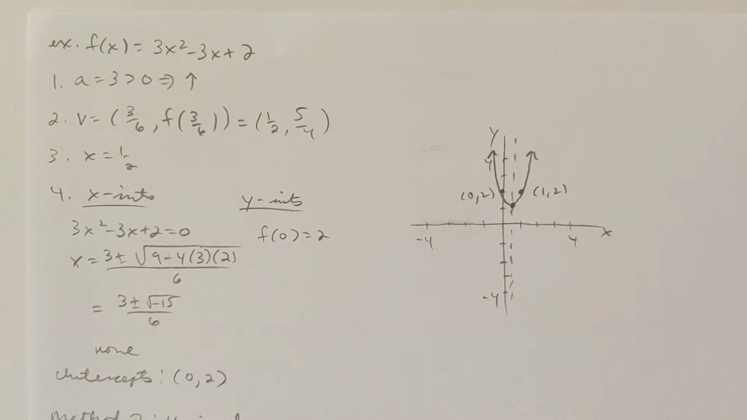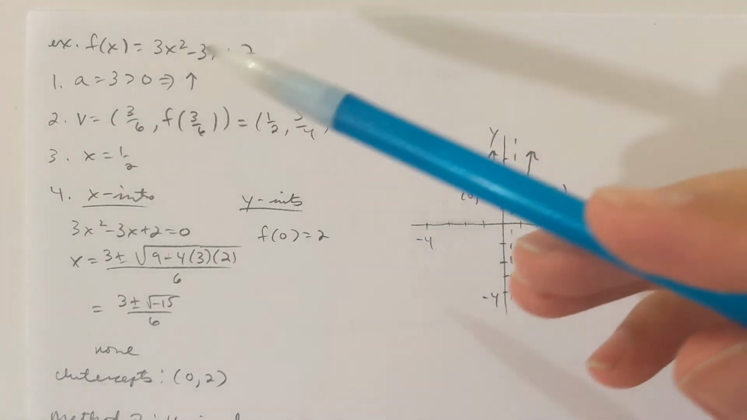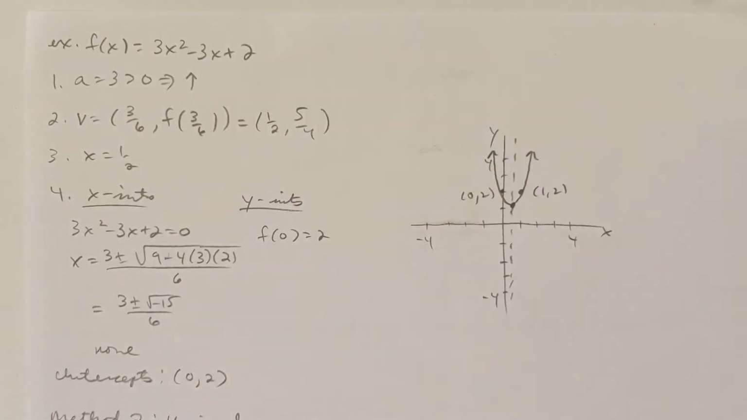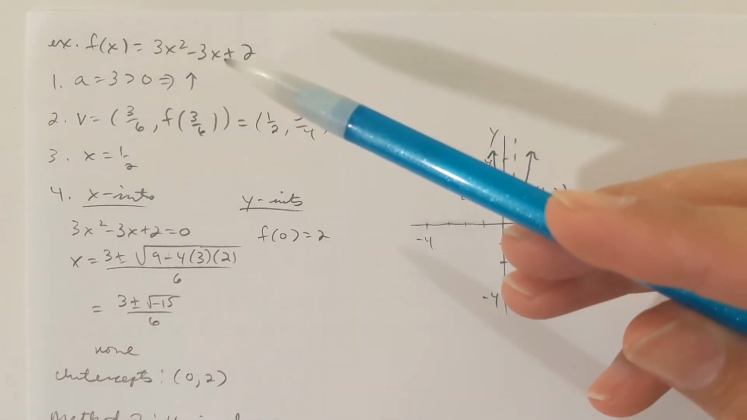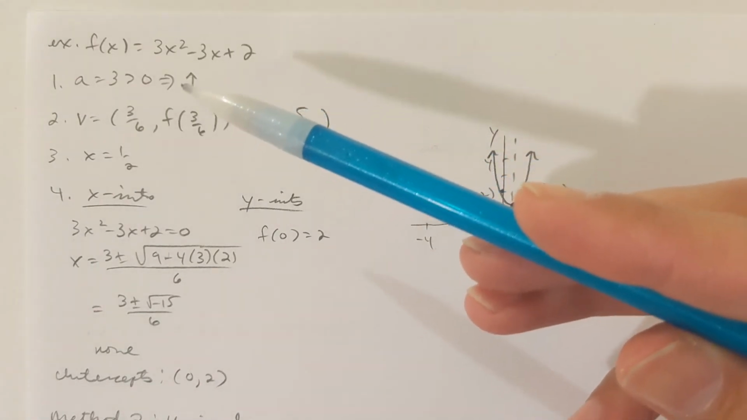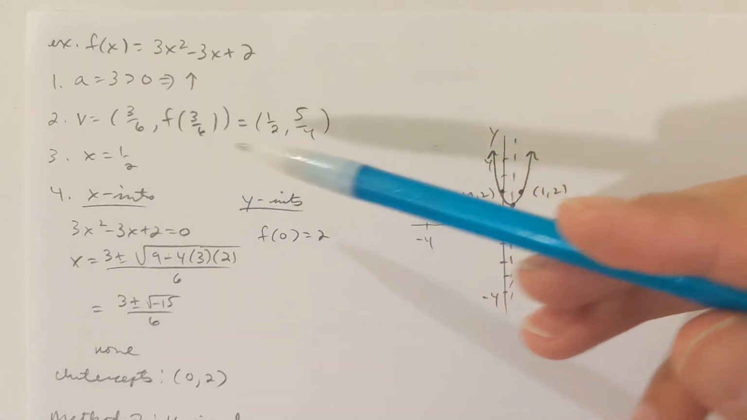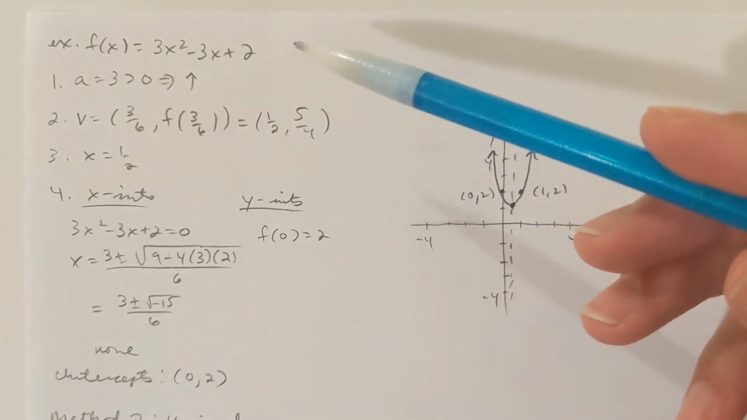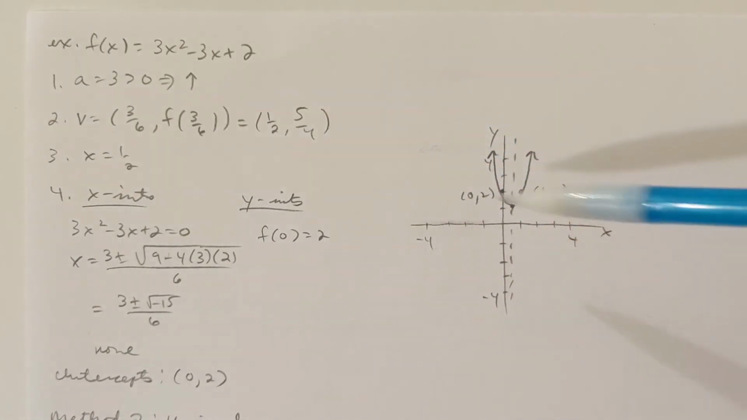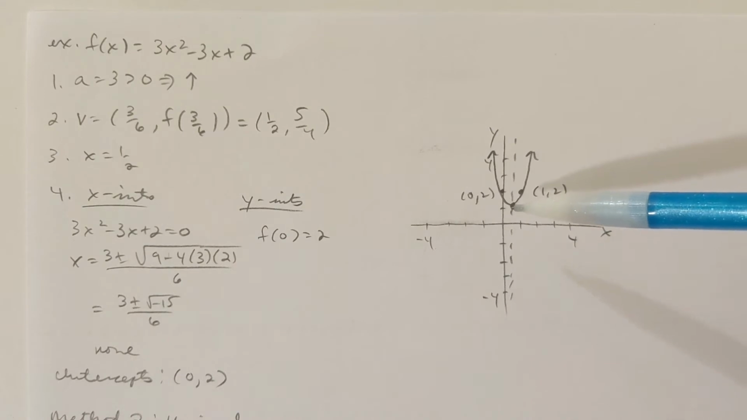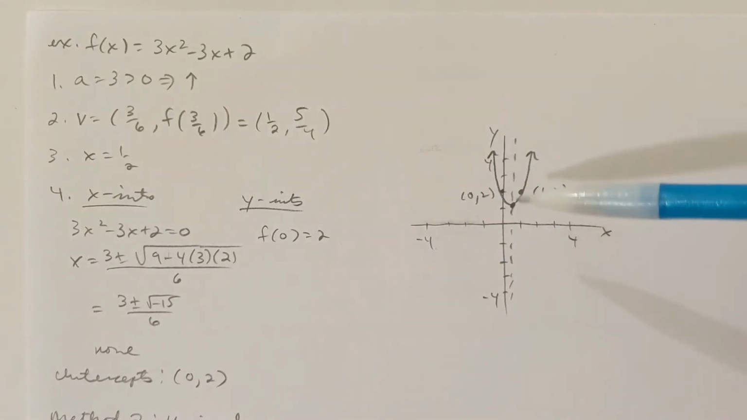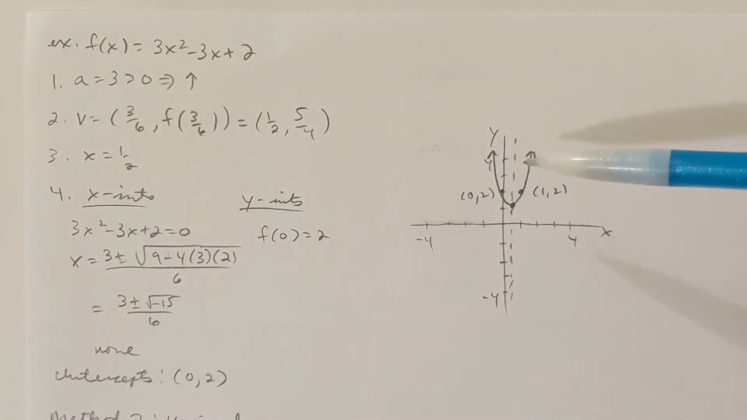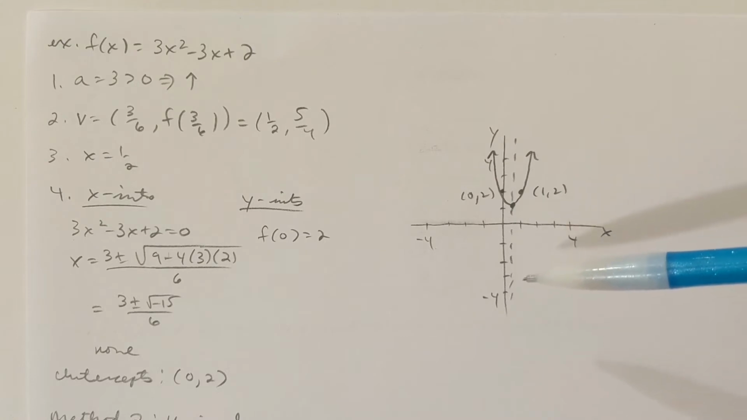Next is f of x equals 3x squared minus 3x plus 2. A is 3, and that's a positive number, so the parabola opens up. The vertex, negative b over 2a, 3 divided by 6 is 1/2. F of 1/2 is 5/4, so 1/2, 5/4 is on the graph. X is 1/2, I've already said that. So that's where I've got the axis of symmetry located.